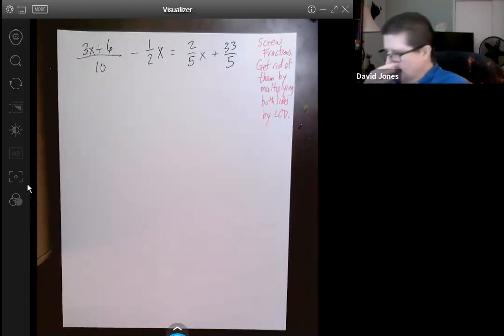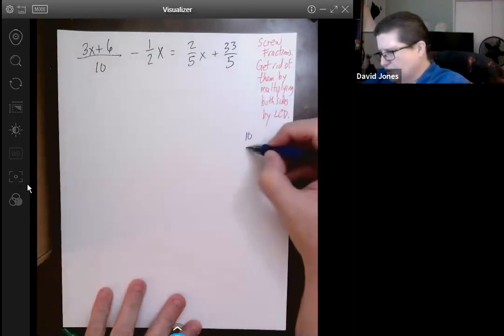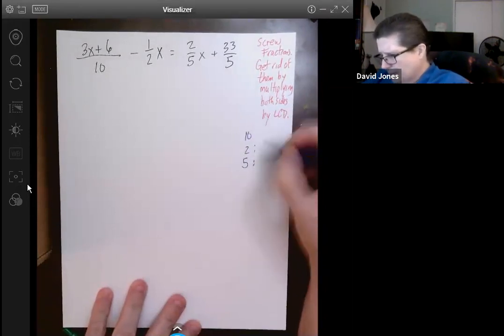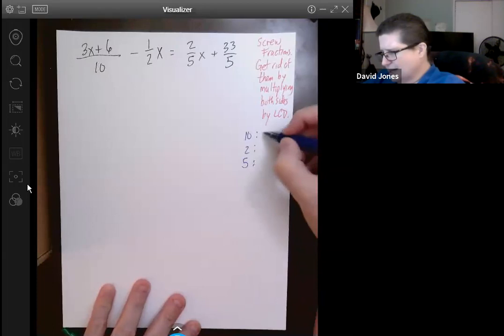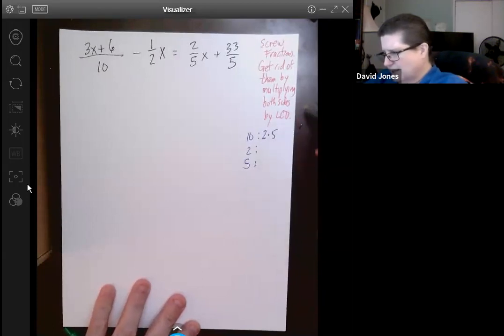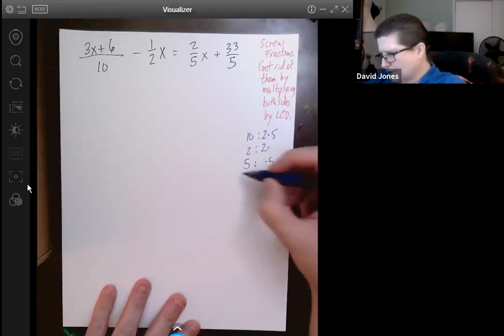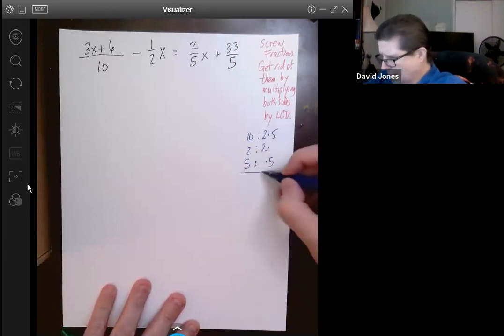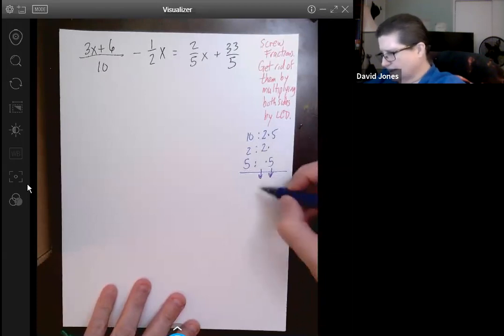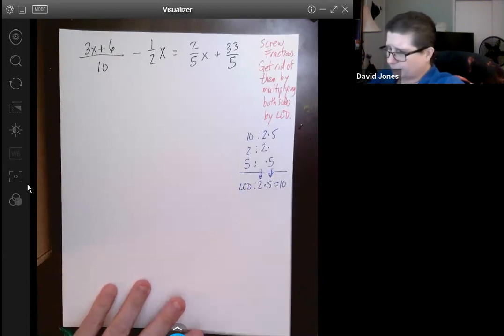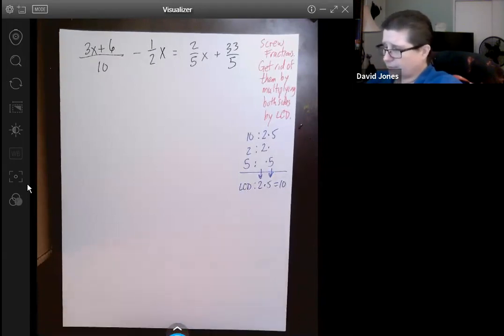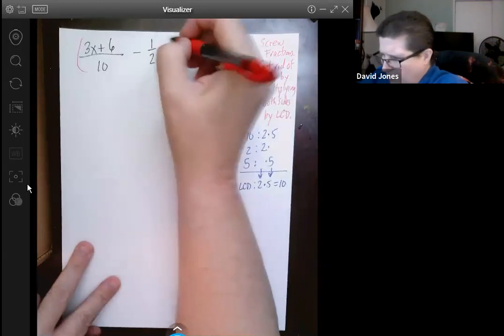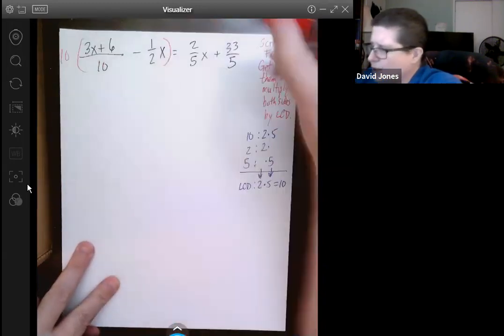All right, so what is the lowest common denominator? My denominators are 10, 2, and 5. And if I factor them, 10 is 2 times 5. 2 is already prime, and 5 is already prime. I'm doing the table I showed you before. And the columns make the LCD. LCD is 1 from each column. 2 times 5 is 10. I'm going to multiply both sides of the equation by 10.